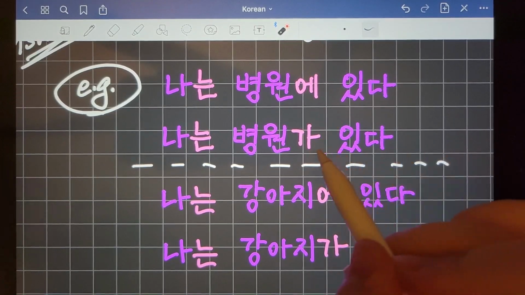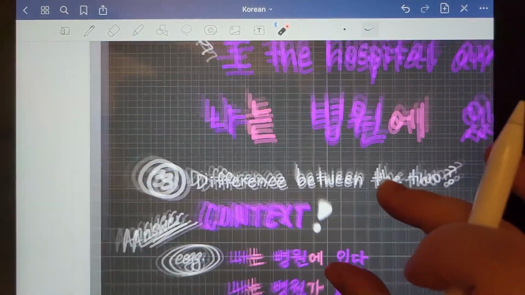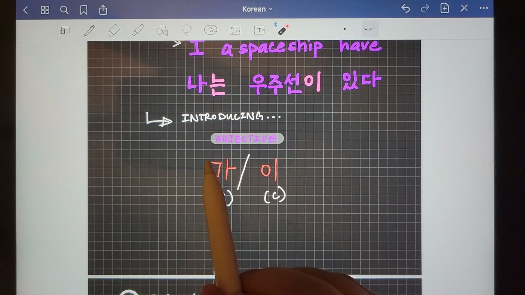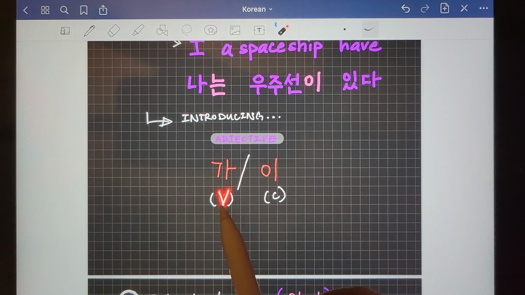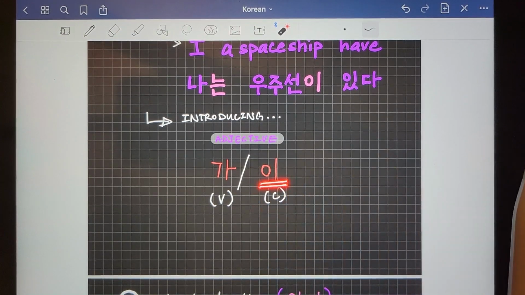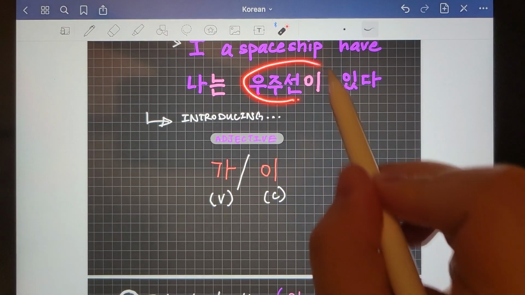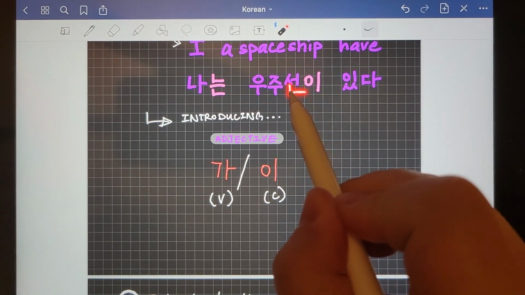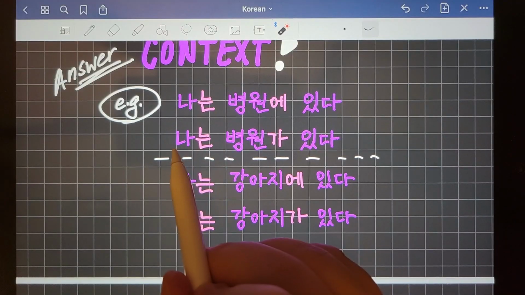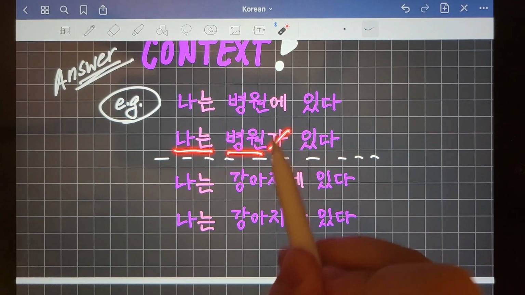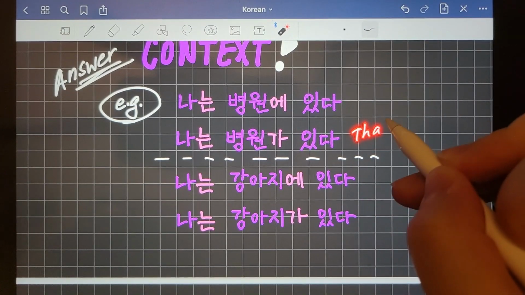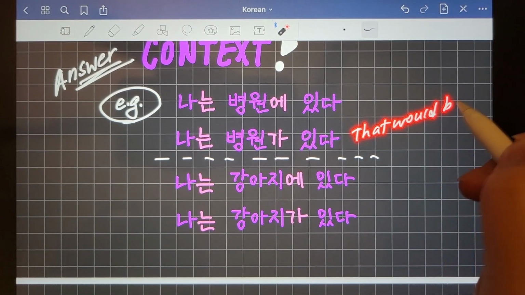That's right, it is the second one that is correct. That particle next to 병원, hospital, is incorrect. Why? Because 가 is only used when the word before it ends in a vowel. If it ends in a consonant like 병원, it has to use 이. Similar to the spaceship we talked about, remember, it ends with a 이응, so that's why we use 이. So 나는 병원이 있다. That would be more grammatically correct.